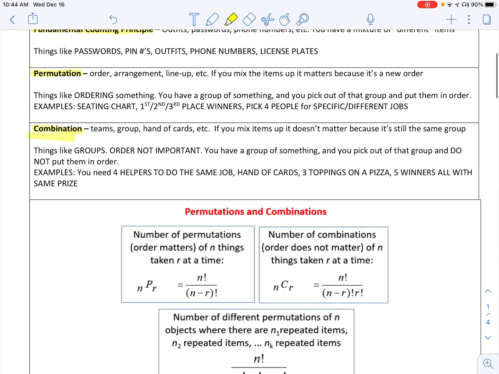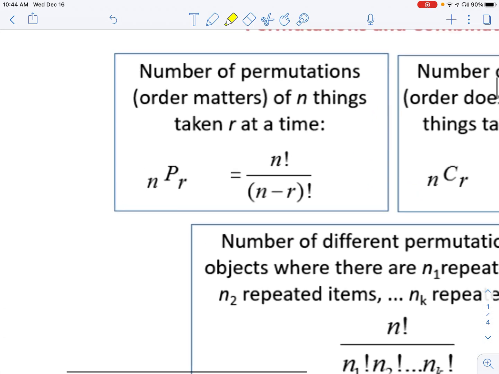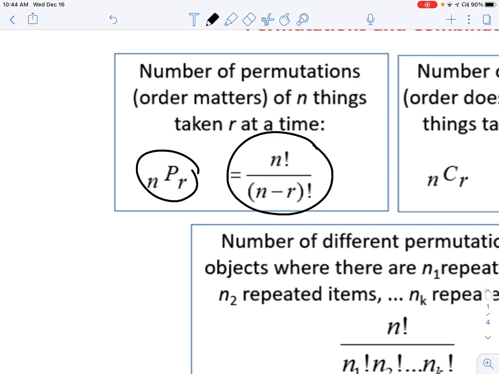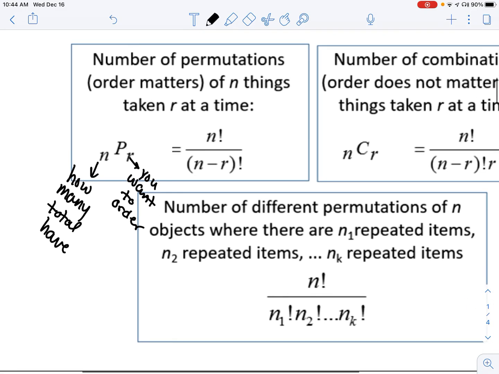So there are these really crazy formulas for permutation and combination. I promise they look a lot more intimidating than what they actually are. This is the formula, and this is like the precursor. N is how many items you have. So let's label that. This is a permutation, capital P. This is how many you have, so how many total. And then R is how many you want. And I'm going to put you want to order, because order is super important. And then that's the same for combination too.